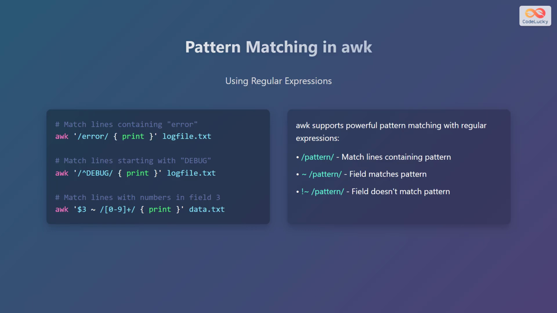To match lines with numbers in field 3 of a file named data.txt, the command is awk '$3 ~ /[0-9]+/ {print}' data.txt. There are three primary pattern matching operators in awk: /pattern/ matches lines containing the pattern, ~ /pattern/ specifies that a field matches the pattern, and !~ /pattern/ specifies that a field does not match the pattern.